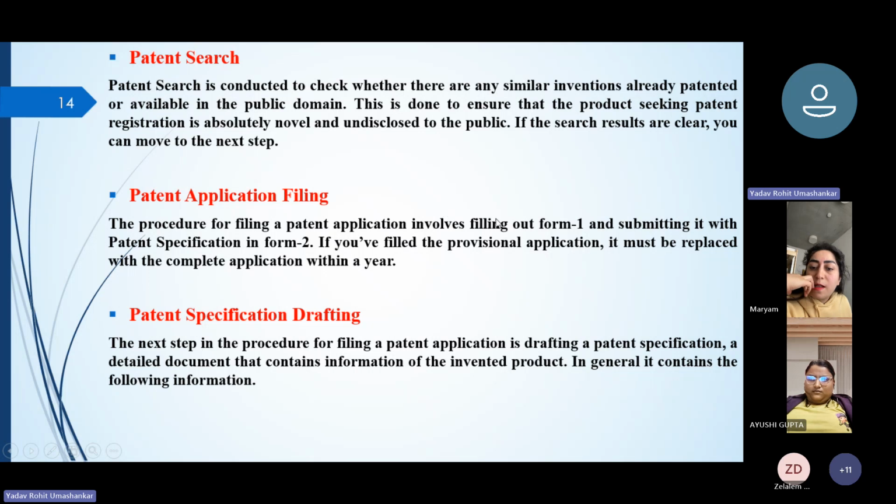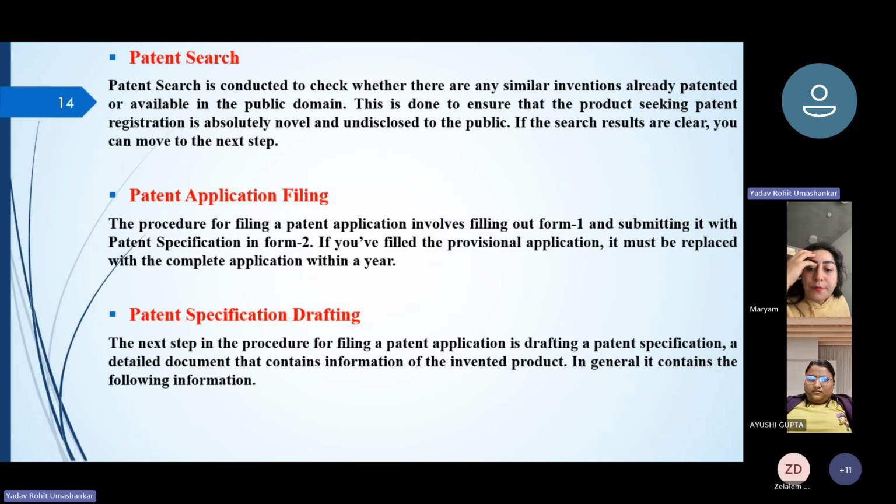In which you need to fill out some forms. Form 1 considers the general information about you and other things. And form 2 will contain the detailed information about the invention. We will see the detailed information in the coming slide. I have written that.